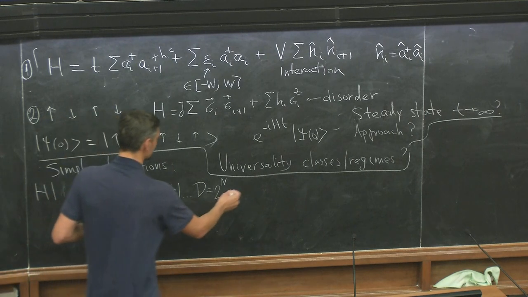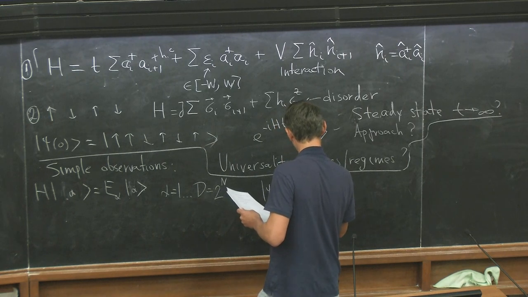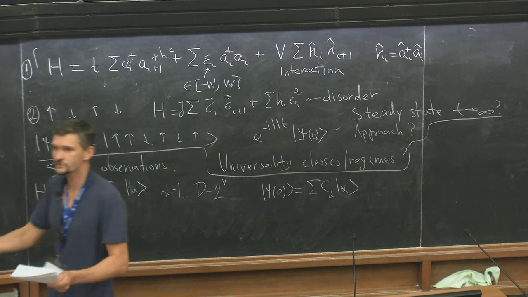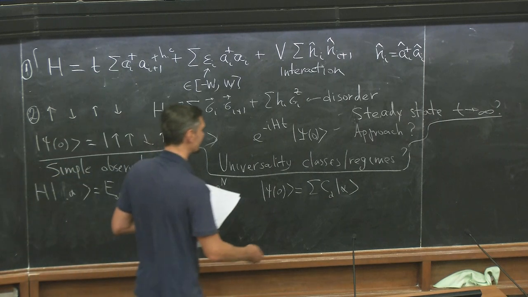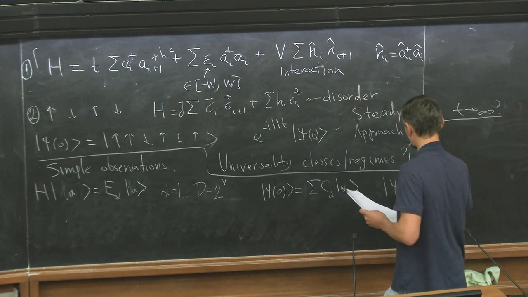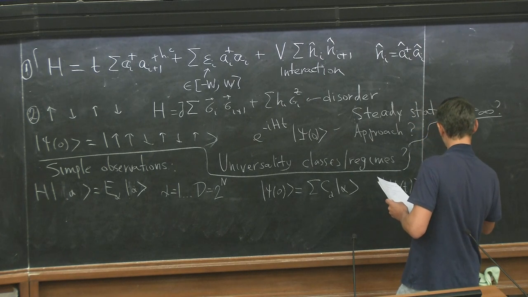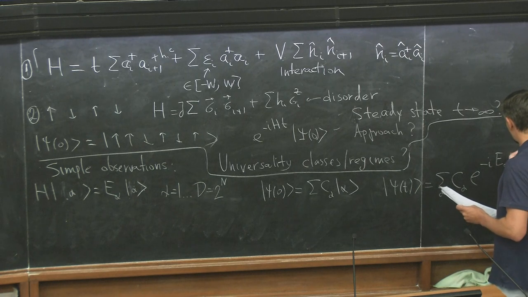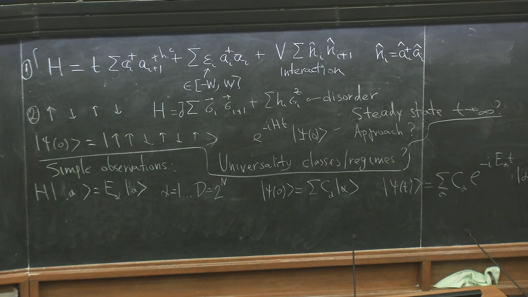And then I can say, well, my initial state, I can expand in terms of the eigenstates, right, with some coefficients, which I will try to understand qualitatively. And once I've done that, then the time evolution becomes very simple, so I just need to multiply eigenstates by time-dependent phases generated by the Hamiltonian evolution.